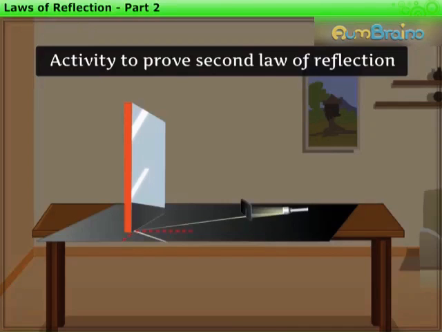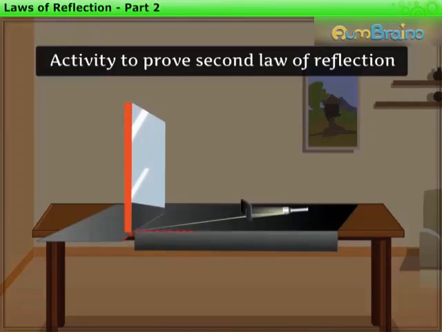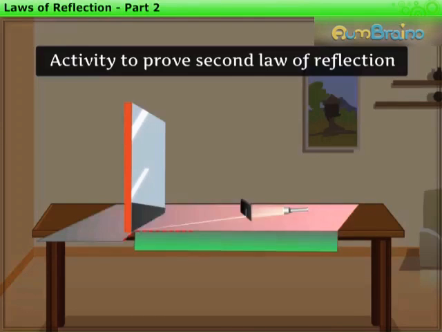Now, cut the projecting portion of the sheet in the middle. Bend that part of the projected portion on which the reflected ray falls. By doing so, you will create a plane different for the reflected ray than the plane in which the incident ray and the normal lie. Due to this, now you will not be able to see the reflected ray.